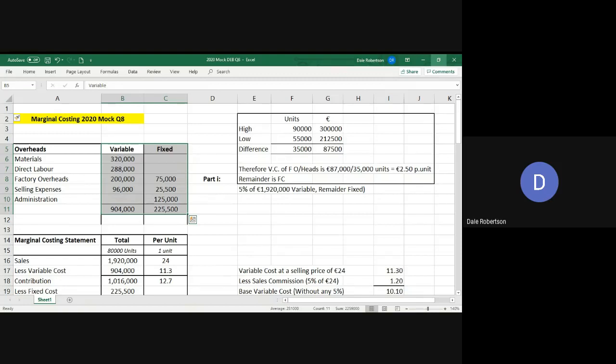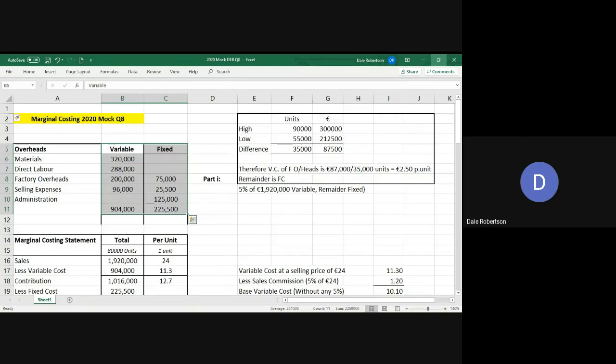So the question says Deal Limited produces a single product, and the company gives a profit and loss account here for 80,000 units, and it gives you materials, labor, factory overheads, administration, and selling expenses. Now we know that we need to set up the information first, and we need to do the preparatory work here before we can tackle part 1, 2, 3, 4, 5 of the question below.